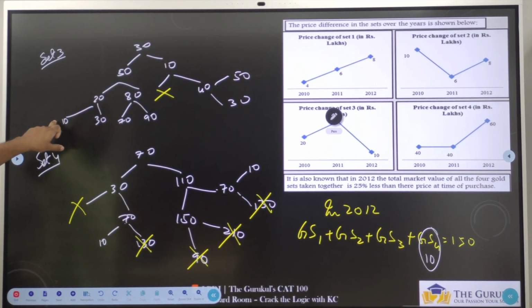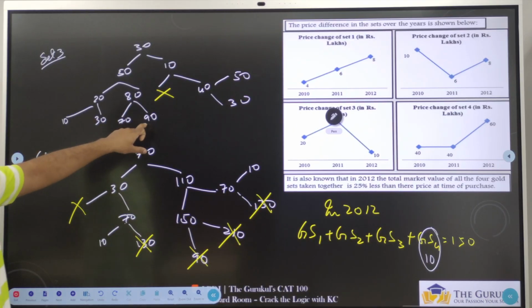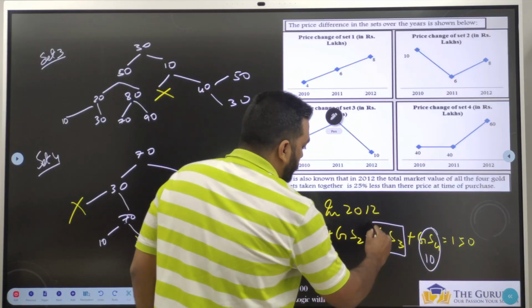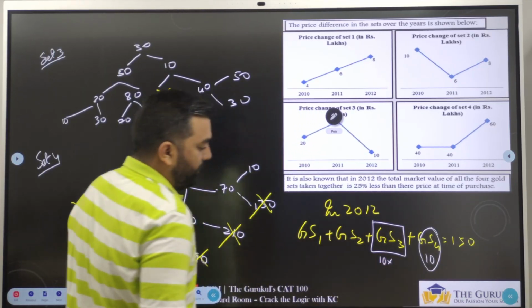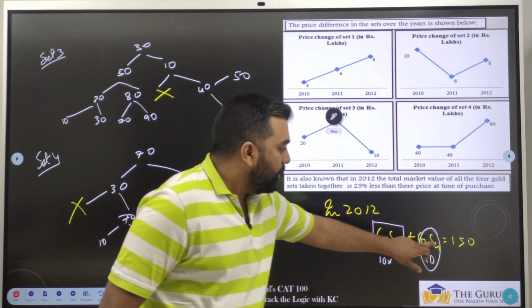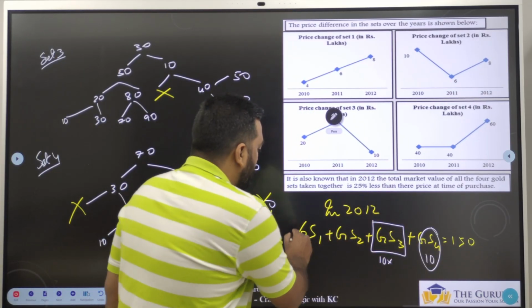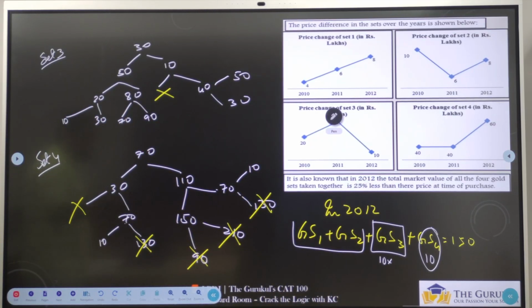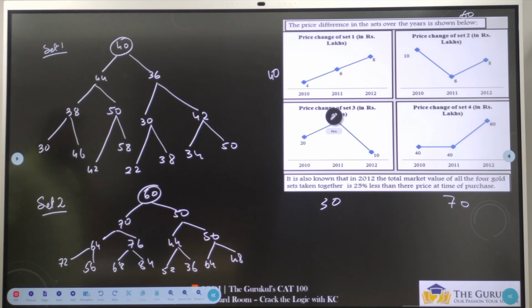If you observe, goal set 3 is 10, 30, 70, 90, 30 or 50. So all of them are 10 multiples only. So this is 10, this is 10 multiple, the total is also 10 multiple, which means the sum of these two should be something ending with 0, or else that 150 will not come. Yes or no? Okay. Now the sum of set 1 plus set 2 should be equal to something ending with 0, which is possible.